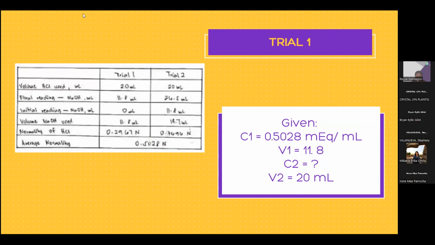Sorry. For trial 1, we have the given C1 equals 0.5028 milliequivalent per ml, and V1 is 11.8 ml. We are going to find C2, and V2 is 20 ml. We will use the formula C1 times V1 equals C2 times V2 to calculate an unknown quantity where the two solutions or mixtures are proportional. Next.